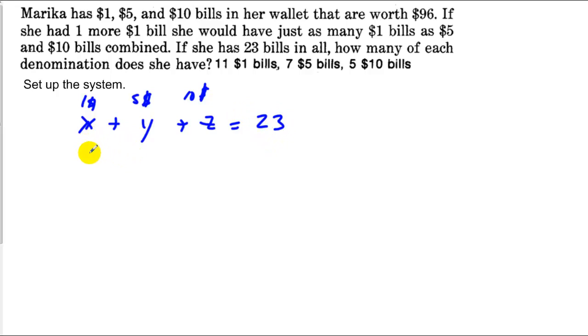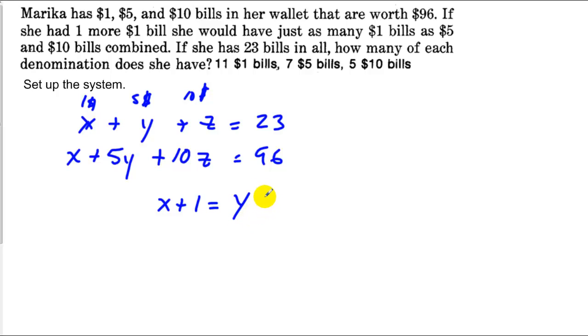Now I can write an equation that talks about dollar values. I have 96 total dollars, and that's equal to the dollar value of $1 bills, so that's just X, the dollar value of $5 bills, which is 5Y, and the dollar value of $10 bills, which is 10Z. And then it says, if I had one more $1 bill, so the number of $1 bills plus 1, then I'd have just as many as $5 and $10 bills combined. Number of $5 bills is Y, number of $10 bills is Z. And that would be my three variable system that I'd have to go through and solve.